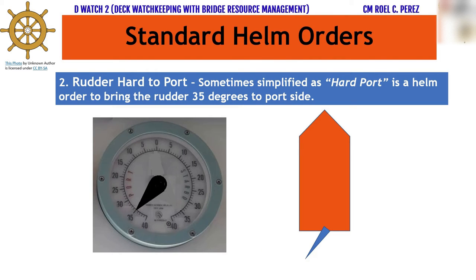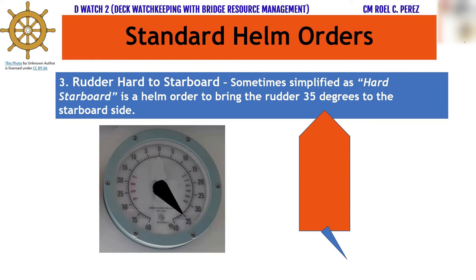Number 2. Rudder hard to port, sometimes simplified as hard port, is a helm order to bring the rudder 35 degrees to port side. Number 3. Rudder hard to starboard, sometimes simplified as hard starboard, is a helm order to bring the rudder 35 degrees to the starboard side.